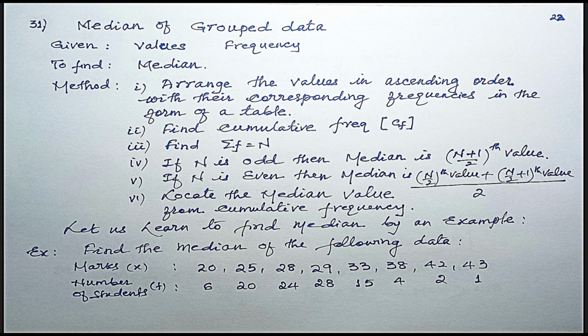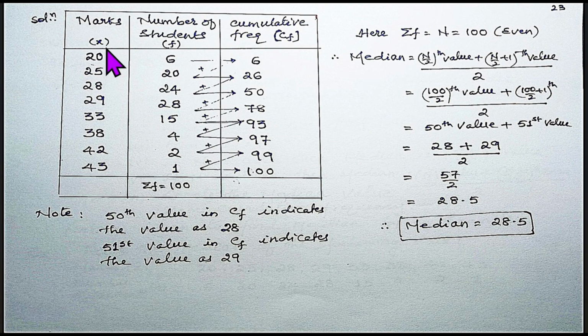So let us understand this procedure by an example. Now we are given the marks here, that is x, and the number of students, that is f. So we have been given here the FDT, that is, frequency distribution table. The marks are given and frequency is given. Now we have to find out the median.